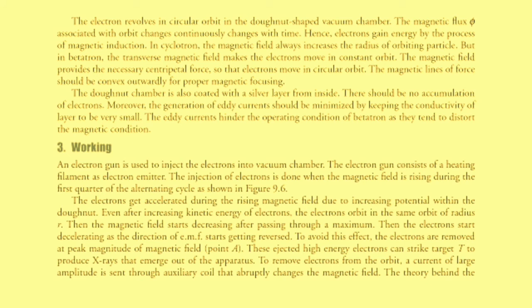So to avoid this effect, the electrons are removed at peak magnitude of magnetic field. In order to avoid the deceleration of the electrons, they are removed at peak magnitude of magnetic field. These ejected high energy electrons can strike target T to produce X-rays that emerge out of the apparatus. To remove electrons from the orbit, a current of large amplitude is sent through an auxiliary coil that abruptly changes the magnetic field.